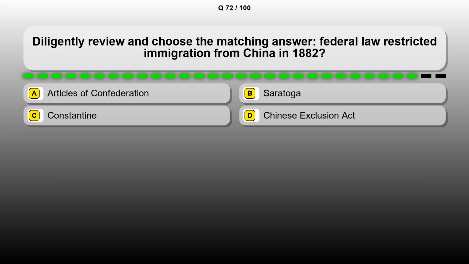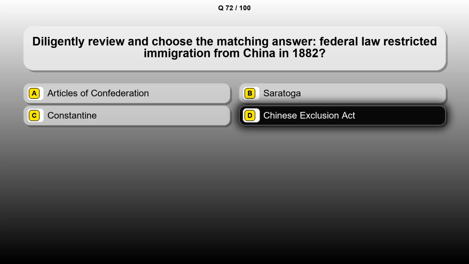Question 72. Diligently review and choose the matching answer. Federal law restricted immigration from China in 1882. Option A, Articles of Confederation. Option B, Saratoga. Option C, Constantine. Option D, Chinese Exclusion Act.